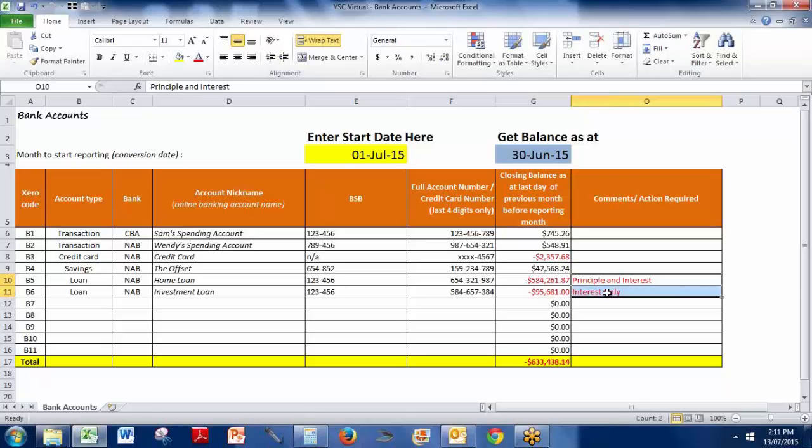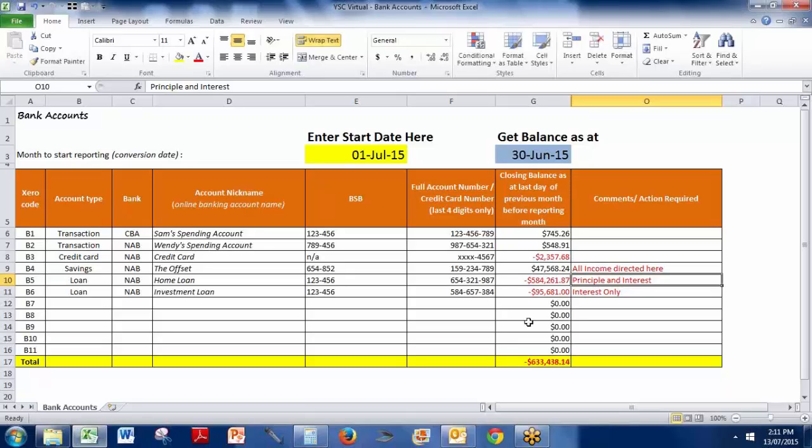And then in the comments section, this is where you just put any comments that you might think are relevant. So for this one, for the home loan, you can put in that it's a principal and interest arrangement, and for the investment loan, it's interest only. For, say, the offset account, you might put in here, all income directed here. Again, it's just little comments that might make life a little bit easier and help explain the purpose of each account.